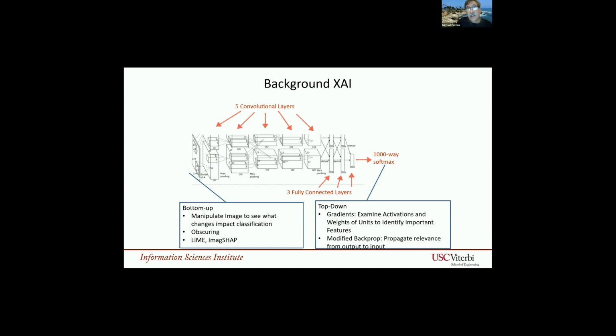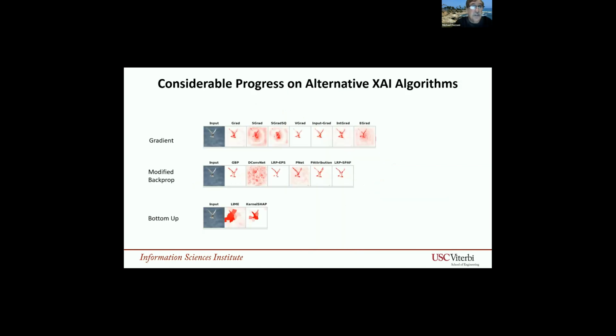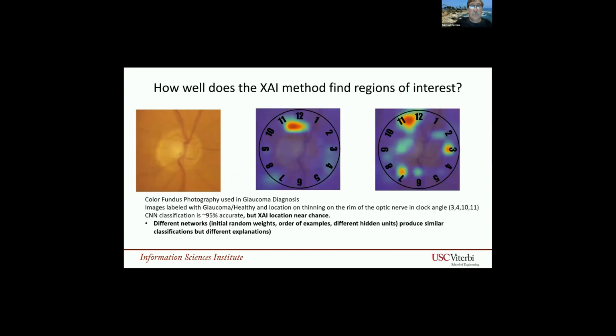On the next slide, we see several different types of explainable AI, and there are probably 10 or 15 different types that people are exploring. All of these, in this case, are looking at bird classification. I will flip back and forth between bird classification and medical image processing throughout this talk. Then the question is, how well does the explainable AI identify regions of interest?